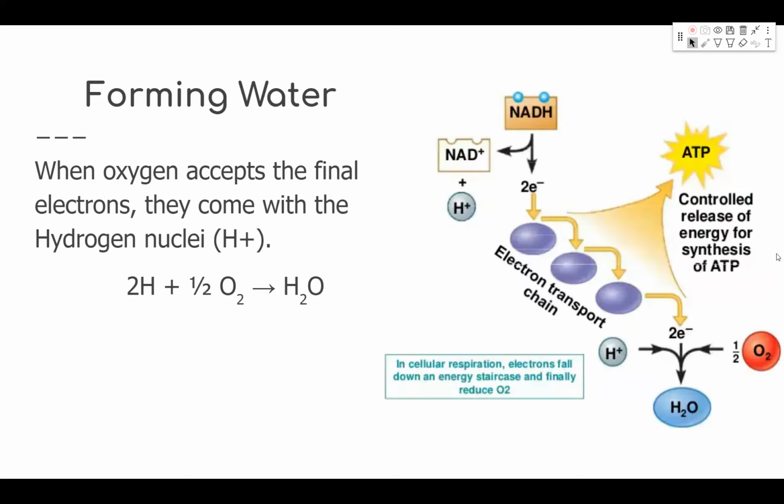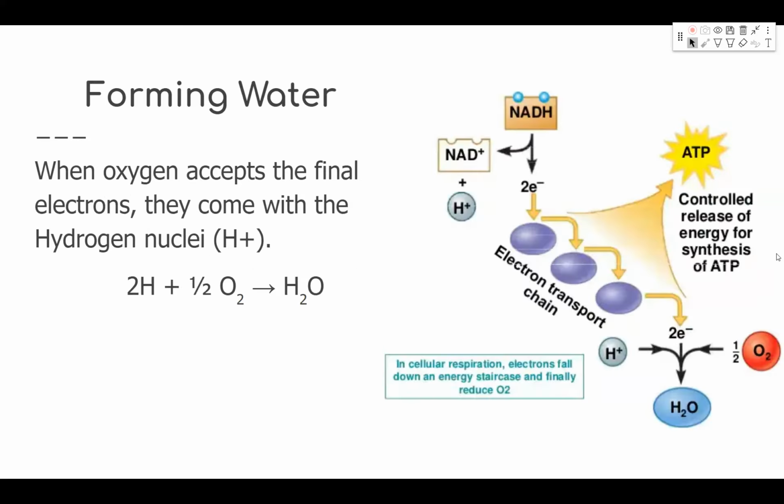Okay, so this is our electron transport chain. How do we get from oxygen to water? When oxygen accepts those final electrons, because it's that final electron acceptor, those electrons come with those hydrogens. So right here, we've got a diagram of the electron transport chain. You don't need to have this one down because we're going to draw it in major detail later on. But I just wanted to show you.